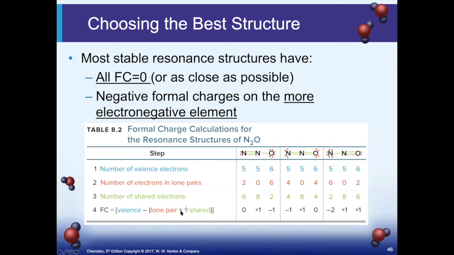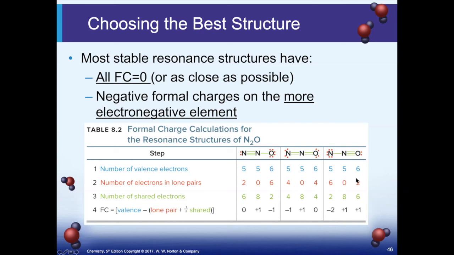And so if you apply that equation to the different numbers for each of these structures, then you get this. In this structure over here, this nitrogen has a formal charge of 0, the middle nitrogen is +1, and the oxygen is -1. The one in the middle here, the nitrogen is -1, the nitrogen in the middle is +1, and the oxygen is 0. And over here it's -2 on the nitrogen, +1 on the nitrogen in the middle, and +1 on the oxygen.